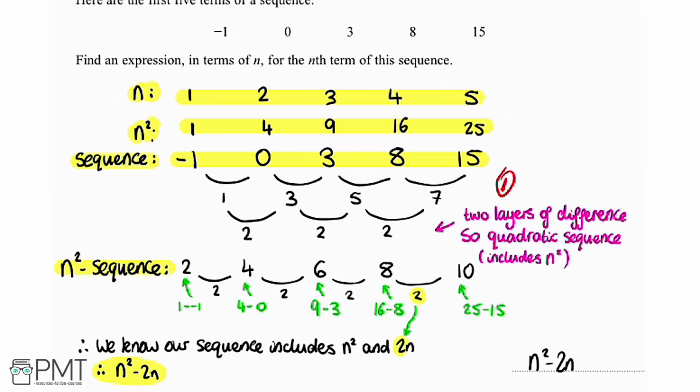So we get our first mark for this bit here. So essentially working out that the difference when you go down 2 layers is 2. So implying that we've got a quadratic sequence. And then from that, deducing that we've got an nth term of n squared minus 2n.